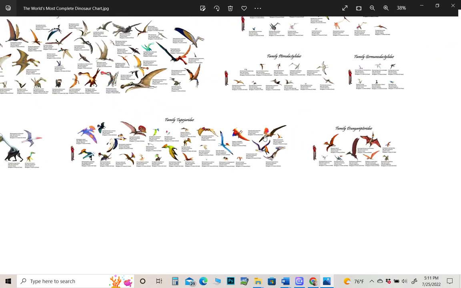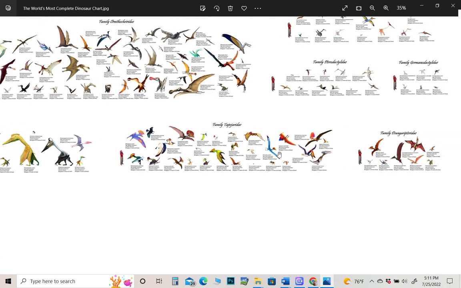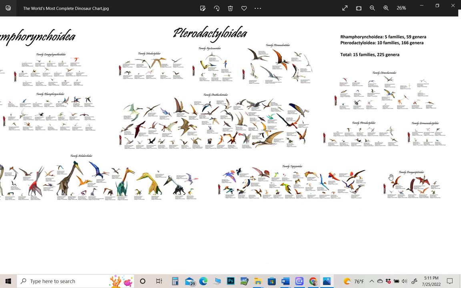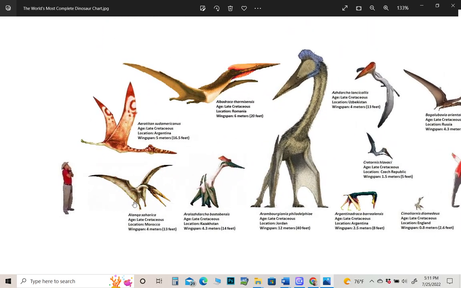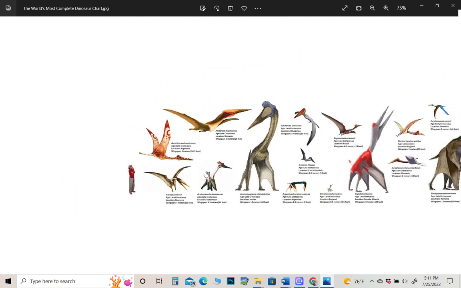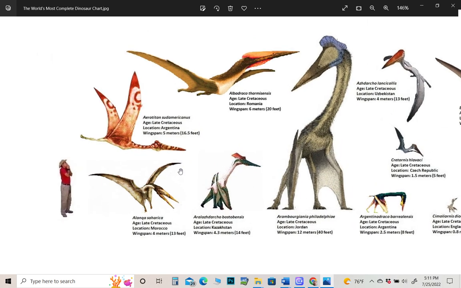And now down here, these three, the Azhdarchids, the Tapejarids, and the Thalassodromids, are in the same grouping. So let's start with the Azhdarchids. These include the largest pterosaurs ever. Some of them are regular size, but they include the largest ones ever.